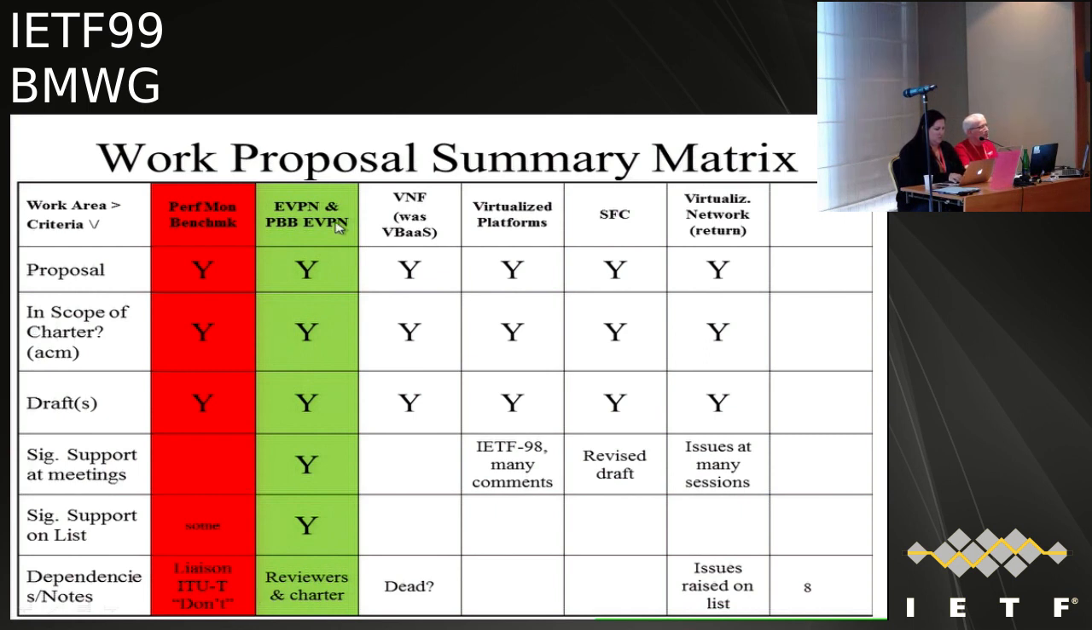Now we just discussed EVPN and PBB-EVPN, and we believe we're on the way to adopting this draft. So I've made that one green, and you can see the result here that we've got significant support at meetings and on the list. I will next time mention that we're still looking for additional clarity in this document before adopting it. We had a proposal on virtual benchmarking as a service, which seems to be dead now. It was more like a research project.